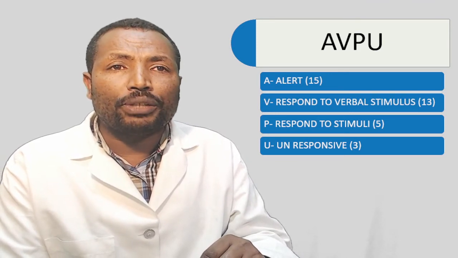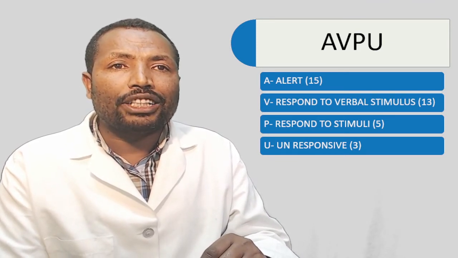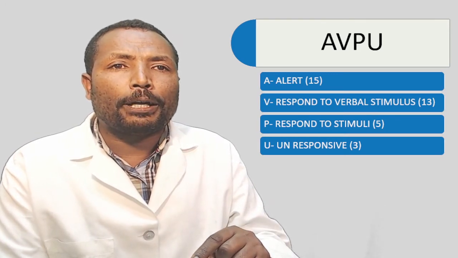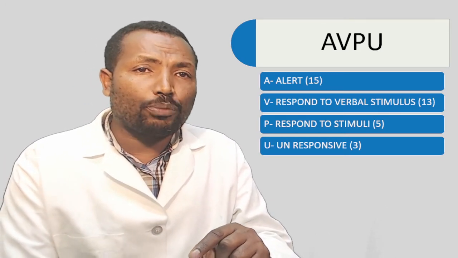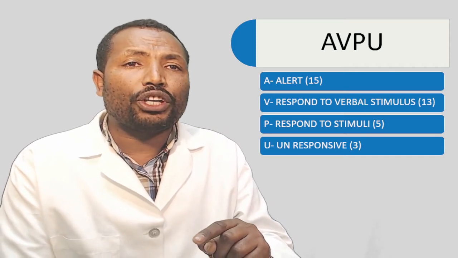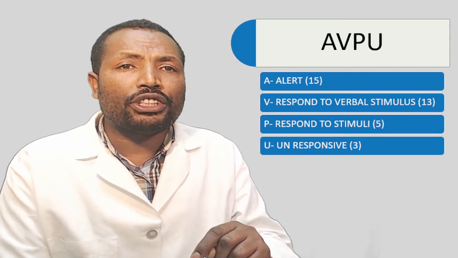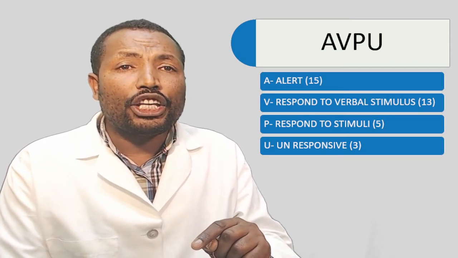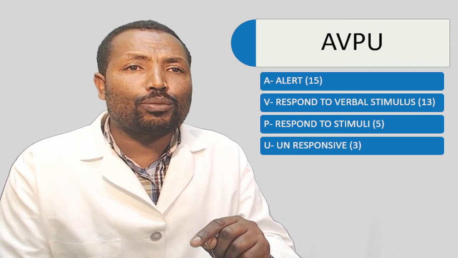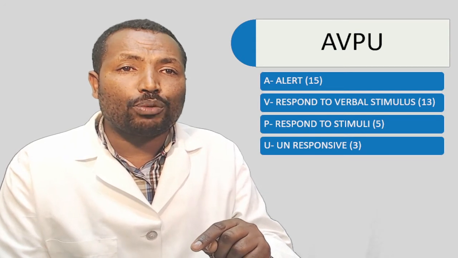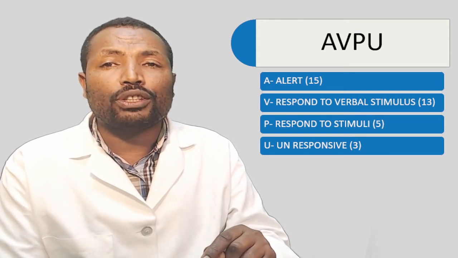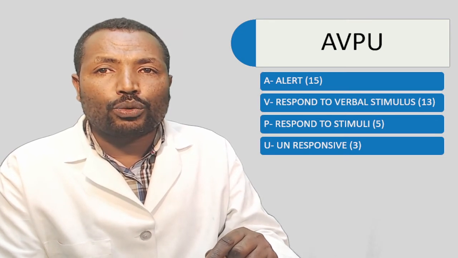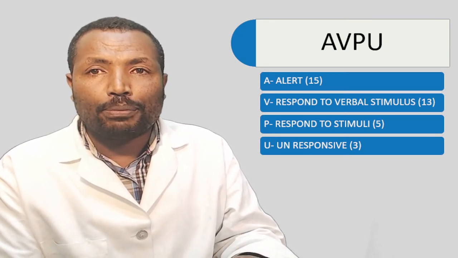This is an acronym. A stands for alert, V stands for voice, P is for pain, and U is for unresponsive. If the patient is alert, we give 15 points. If the patient responds to verbal stimuli, we give 13. If the patient only responds to pain stimuli, we give 5. If the patient is unresponsive, we give 3. So this is important during emergency assessment to know the level of consciousness, particularly at the scene.